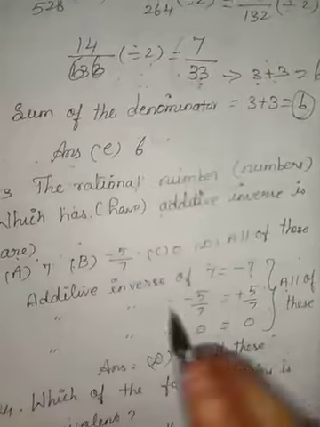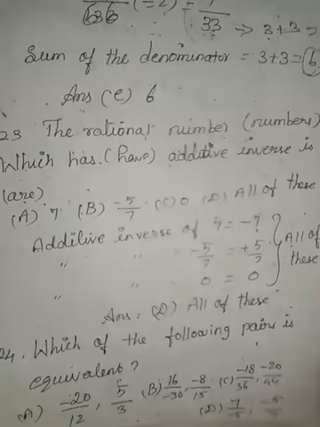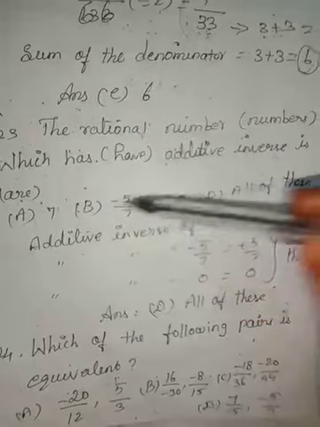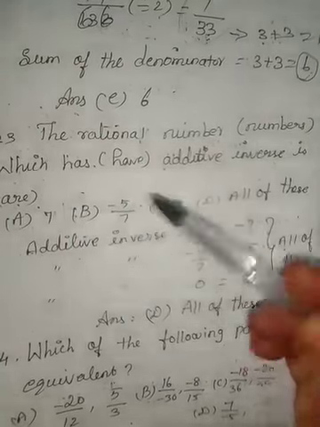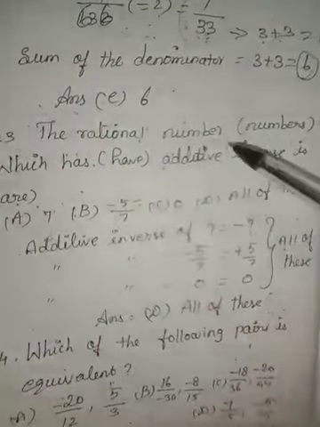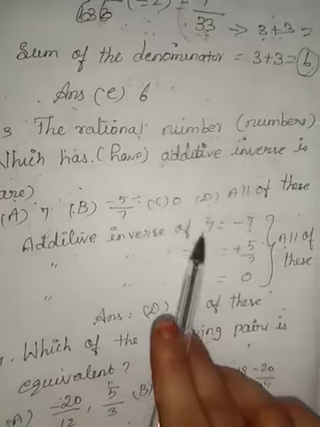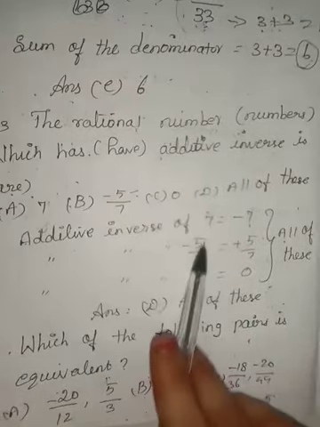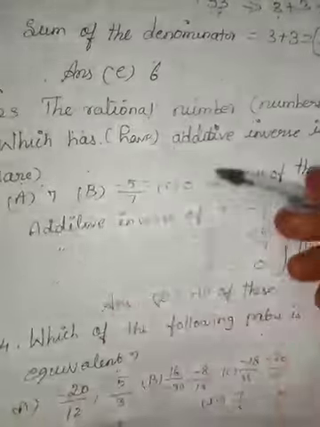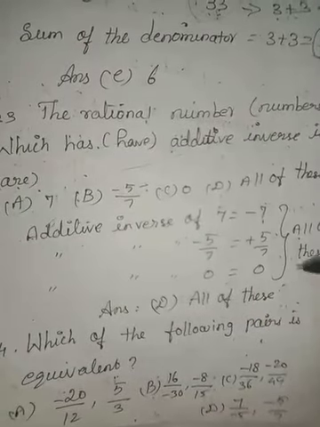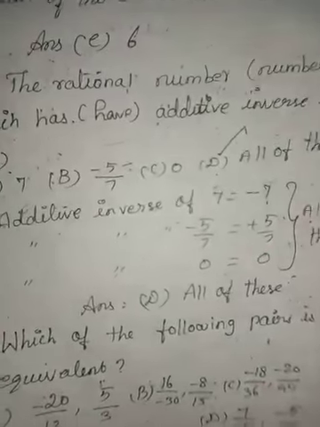So 23, the rational number which has additive inverse is, they are asking, given 4 options, the final option, the D option, is all of this. All of this means 7, minus 5 by 7 and 0. All are having the additive inverse. Yes, we find the additive inverse of 7 is minus 7, additive inverse of minus 5 by 7 is plus 5 by 7, additive inverse of 0 is 0. So all three rational numbers have the additive inverse. That's why I choose option D.